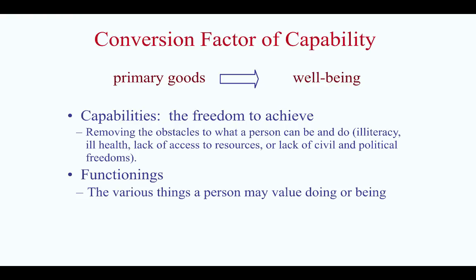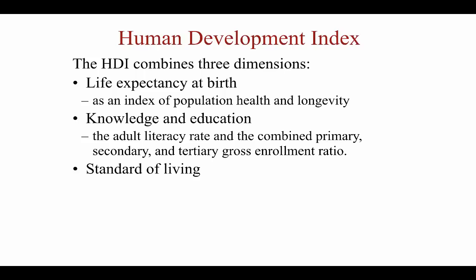Capabilities involve the freedoms to achieve. It involves removing the obstacles to what a person can be and do. These barriers involve illiteracy, ill health, lack of access to resources, or lack of civil and political freedoms. Capabilities lead to what has been called functionings, the various things a person may value doing or becoming.